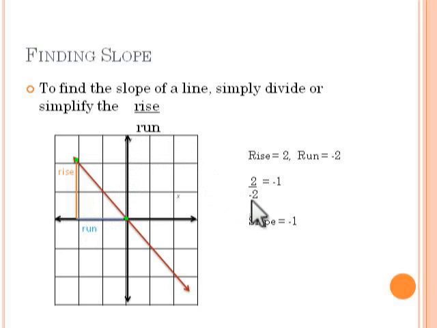My rise is in the positive direction of 2. Or if I did it from here, positive direction of 2. So my rise is 2. My run is negative 2. When I put them in proportion, rise always goes on top. 2 divided by negative 2 is negative 1. So my slope is negative 1. So slope's pretty easy.